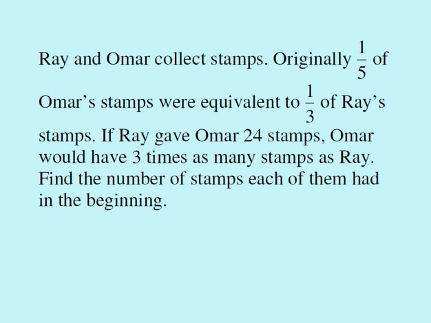Ray and Omar collect stamps. Originally, one-fifth of Omar's stamps were equivalent to one-third of Ray's stamps. If Ray gave Omar 24 stamps, Omar would have three times as many stamps as Ray. Find the number of stamps each of them had in the beginning.